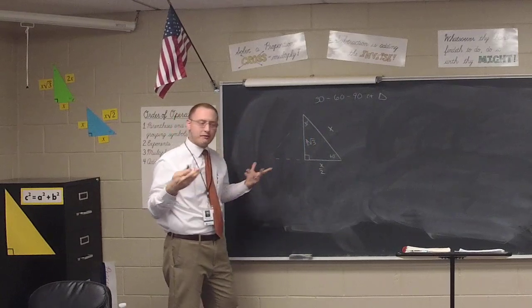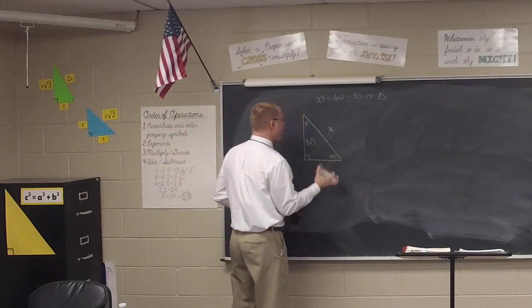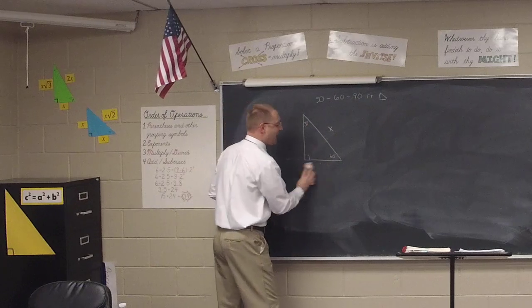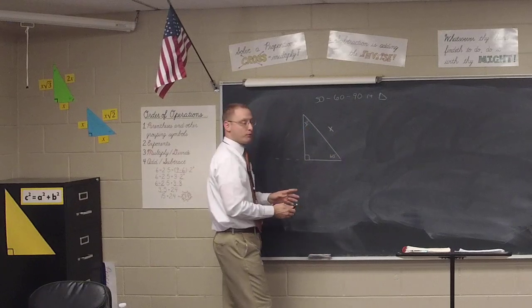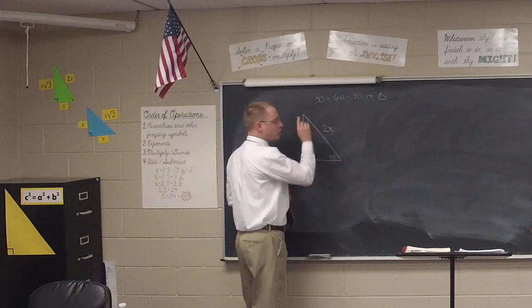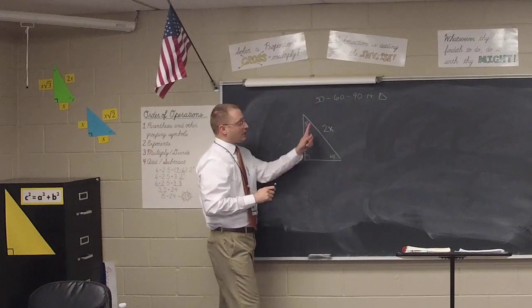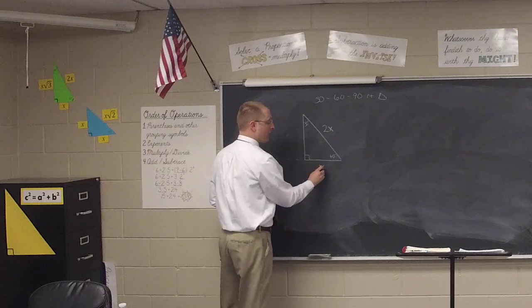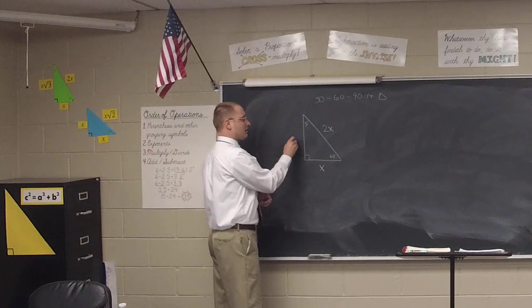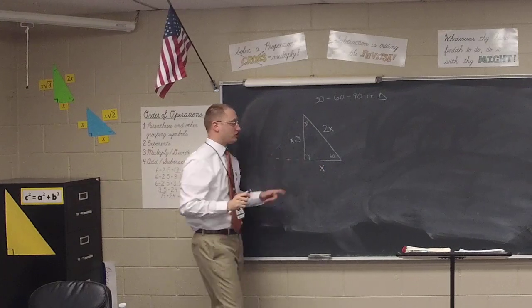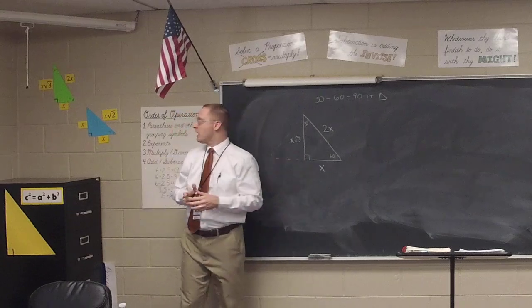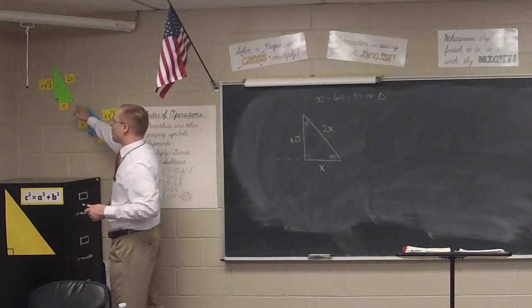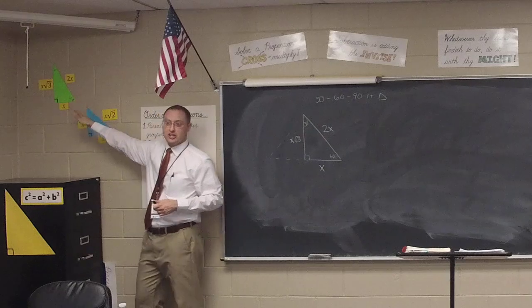But I'm lazy, I don't like fractions. So what if instead of starting with x and then having to cut it in half, what if we started with 2x? Because that's easier to cut in half. Half of 2x is x, and then when I multiply that by the square root of 3, there's no fractions. And you've seen this on the wall of my classroom all year long.